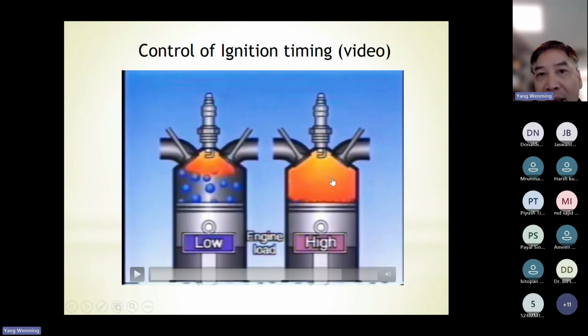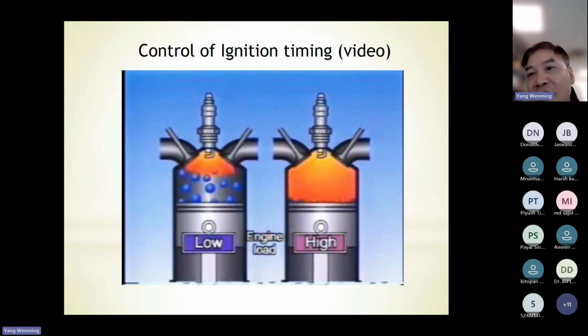So at different engine conditions, the ignition timing also should be changed. At higher engine load conditions, the ignition timing should be retarded. At lower engine speed conditions, the ignition timing should be advanced.